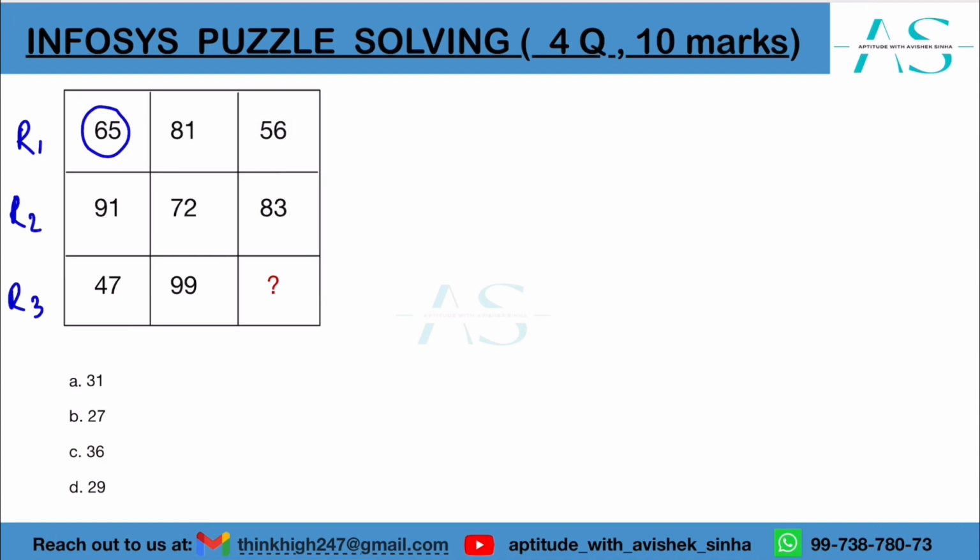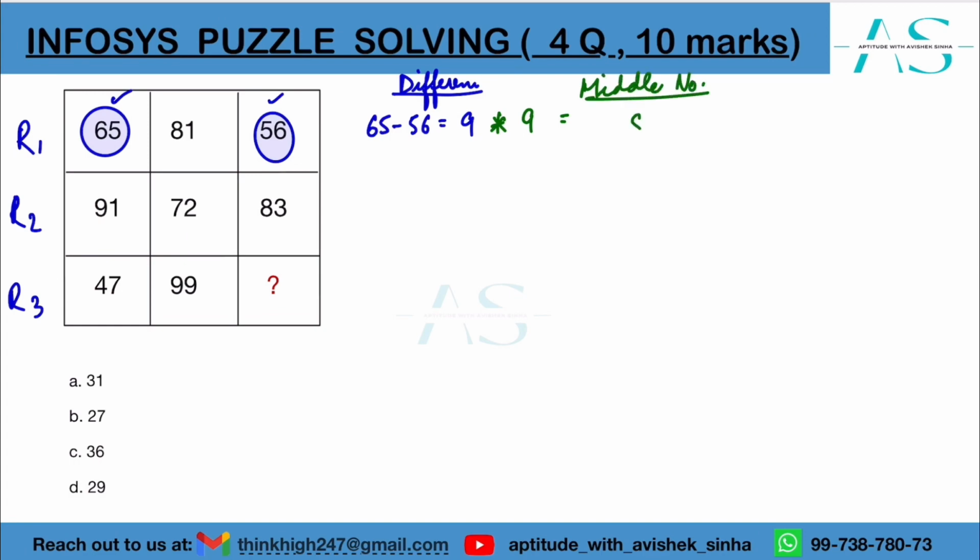These are very near terms, 65 and 56. What is the difference between these two? So if I talk about their difference, it is 65 minus 56, which is 9. Now, into 9 is what we have as the middle number. Yes or no? 81.